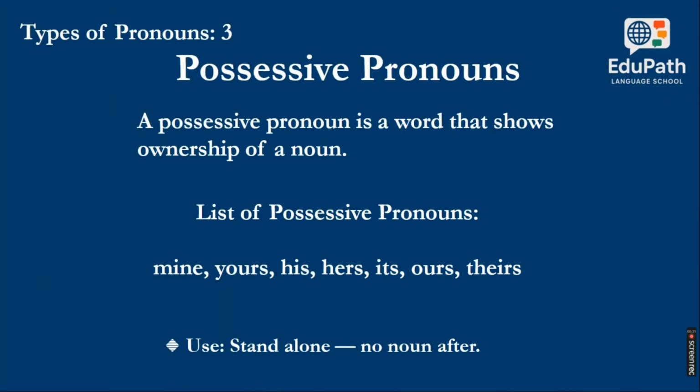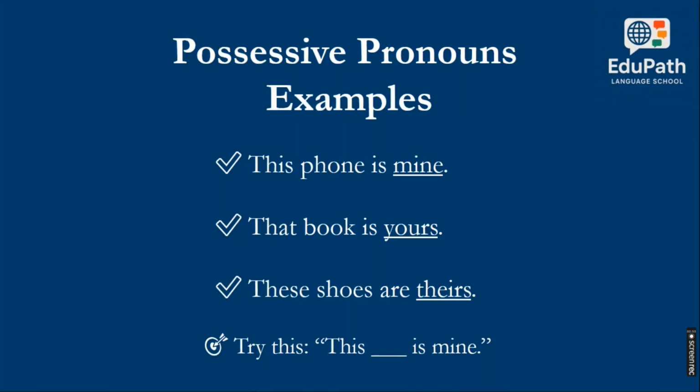Now we will look at possessive pronouns. So what is a possessive pronoun? A possessive pronoun is a word that shows ownership of a noun. So when you want to say that something belongs to someone, you will use this pronoun. The list of possessive pronouns is mine, yours, his, hers, its, ours, and theirs. Now, one thing to remember is that you use possessive pronouns as standalone, which means there is no noun after the possessive pronoun. So let's look at some examples.